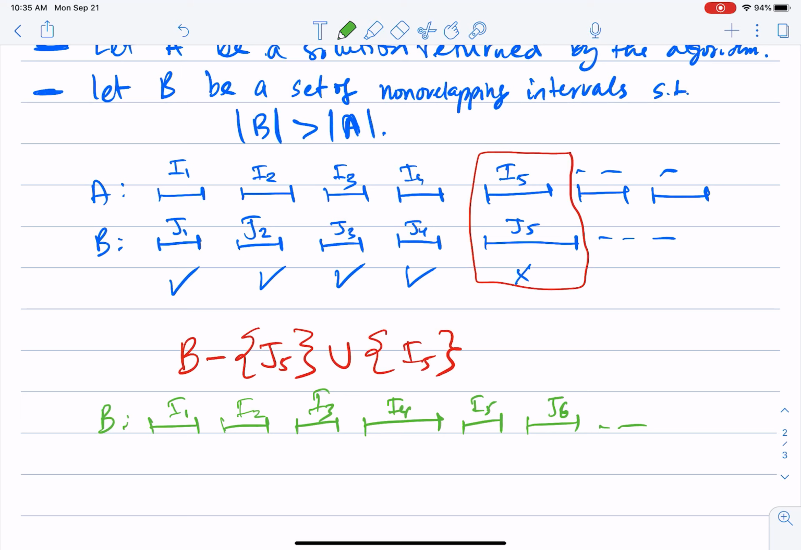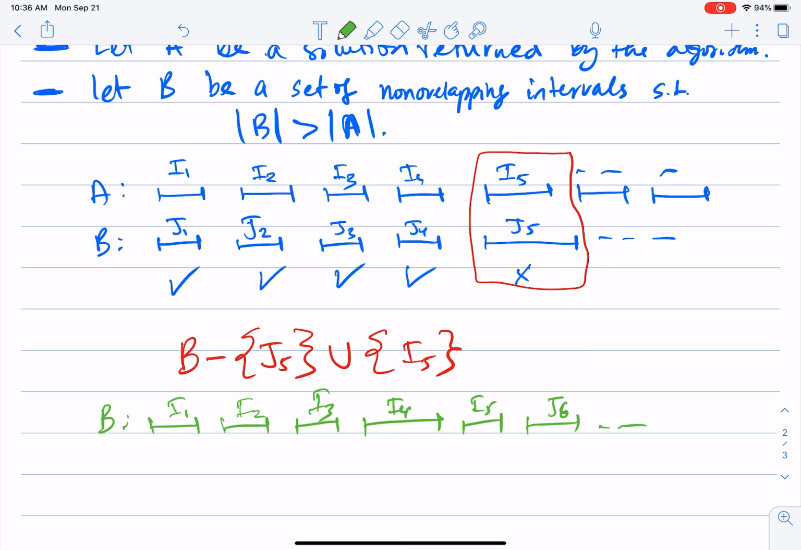So I can repeat the same exercise here, and what am I doing? I'm transforming B into A without violating the overlapping property. I'm transforming B to A by replacing JK by IK, without affecting the overlap property and without reducing the size of B. After this exercise, I have transformed B into A, B is now the same size as the original B, and B equals A, right? Which is the contradiction, in the sense that I kept replacing things in B by their counterparts in A without reducing the size of B, which means the size of B equals the size of A to begin with. And this finishes the proof.